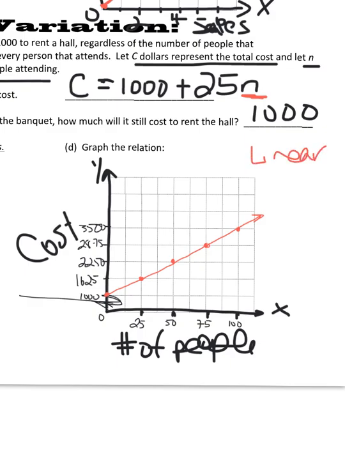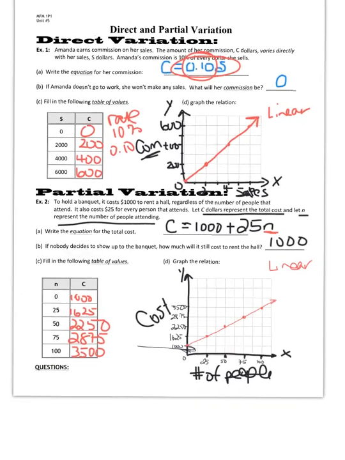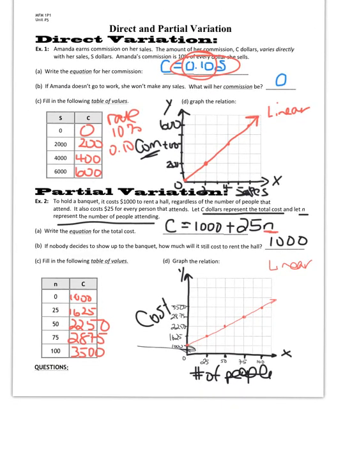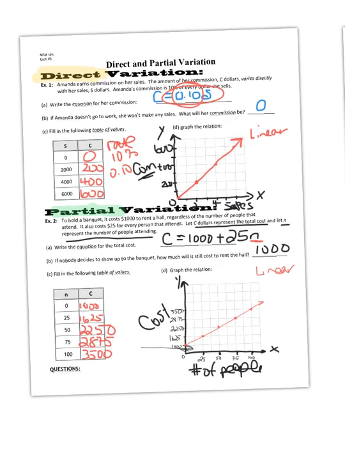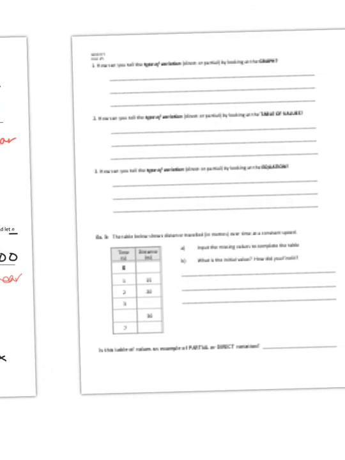Okay, so now let's talk about what's the difference between these two graphs here. Can you see it? One is called direct and one is partial. So we have direct up here at the top, and we have partial as our second one that we did. So what's happening here? What makes them different? So maybe we can go to our next page here.